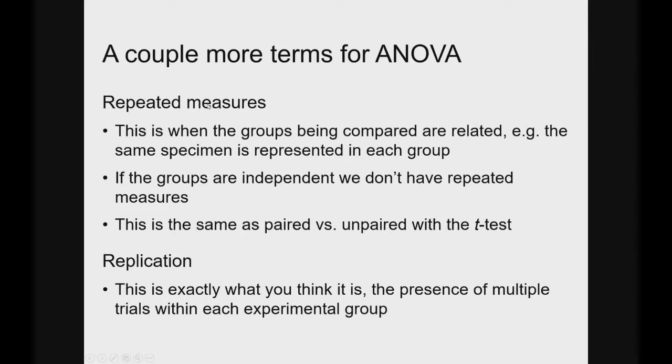So if our groups are related, with the same specimen being represented in each group, they call it repeated measures. I guess the idea of saying paired when we've got 3 or more experimental groups doesn't make a lot of sense. So really, if you have independent data, you don't have repeated measures. If you have dependent data, you do have repeated measures. It's just another way of saying paired data in the context of an ANOVA. So please keep that in mind.